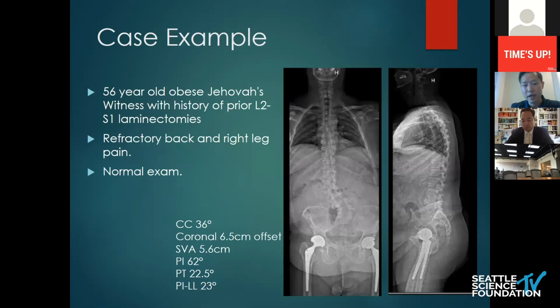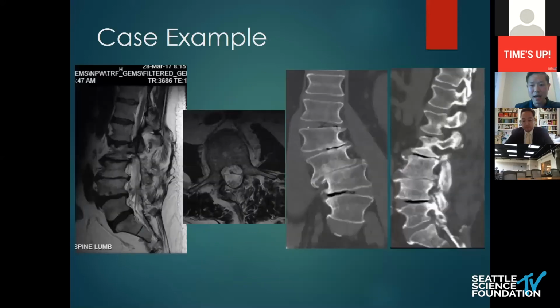Here's just an example of this. 56-year-old Jehovah's Witness. L2 to S1 laminectomies really didn't help his problem. He has a very big coronal malalignment, a coronal shift of about 6.5 centimeters, and right-sided radiculopathy from the foraminal collapse there. He's pretty miserable, but he's a Jehovah's Witness. So an MIS procedure would be very appropriate for this. And here's his MRI and CT. So it's just foraminal stenosis, not central. He's got a good laminectomy.